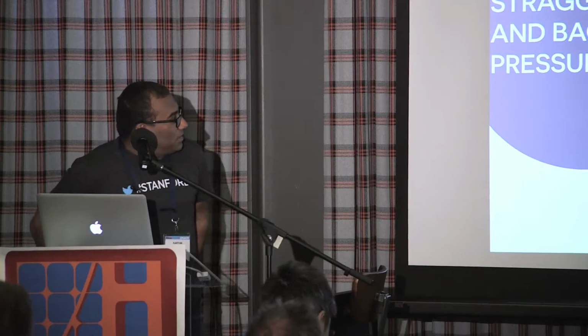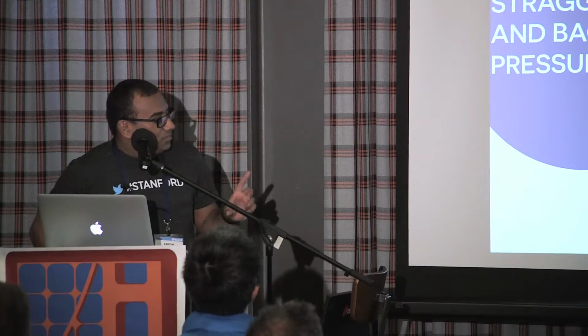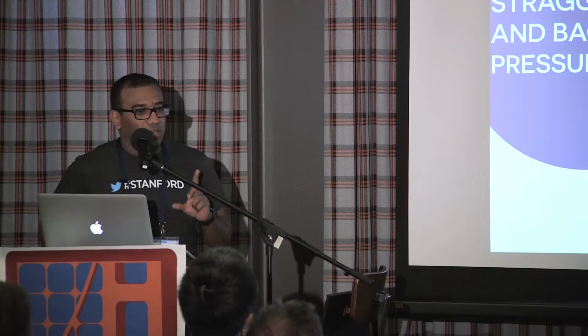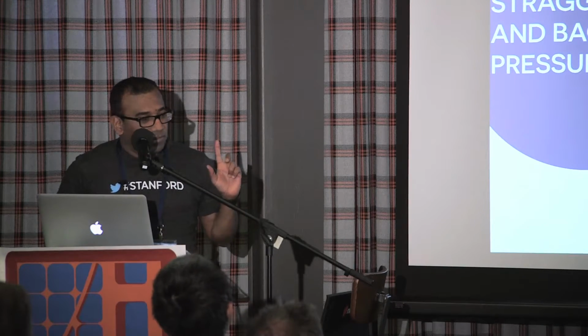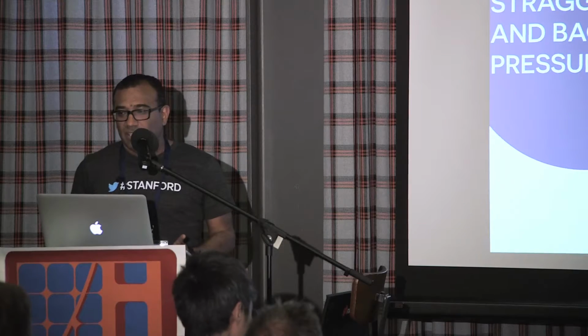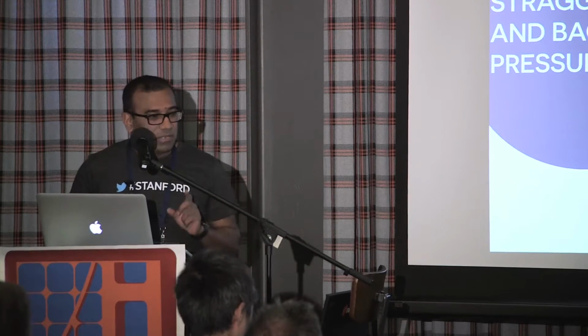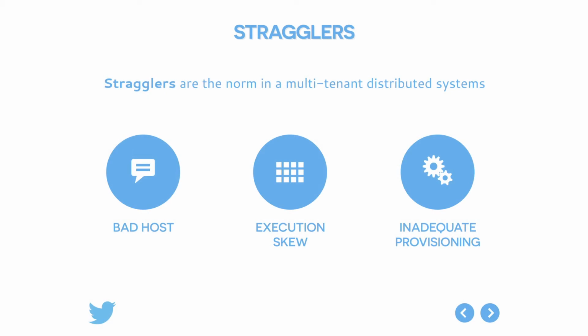So with that short discussion about componentizing Heron, I'm going to go into the next problem that we face in production. It's called stragglers and back pressure. This is actually a very interesting topic.